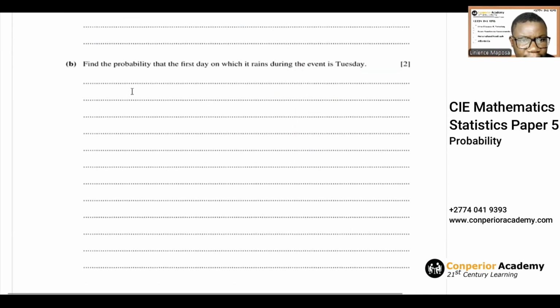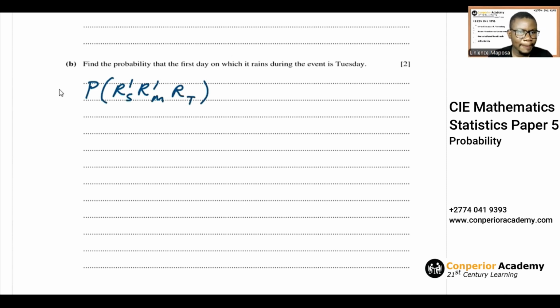It says, find the probability that the first day on which it rains during the event is Tuesday. The probability of it raining first on Tuesday. Okay, so probability of no rain on Sunday, no rain on Monday, but I want rain on Tuesday. This is it, isn't it? No, there's no other way.